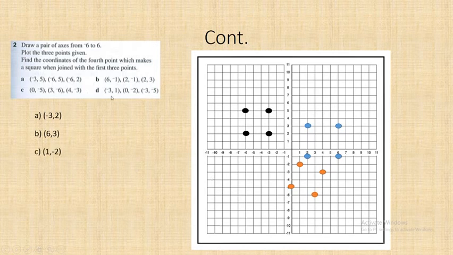The last question here, question D, is negative 3 and 1. So let's move to negative 3 and 1. It's going to be here. 0 and negative 2. So 0 and negative 2 is here. Then negative 3 and negative 5. Negative 3 and negative 5 is going to be here. And the 4th point, of course, is going to be here, which is negative 6 and negative 2 to form a square. So the last point here is going to be negative 6 and negative 2.